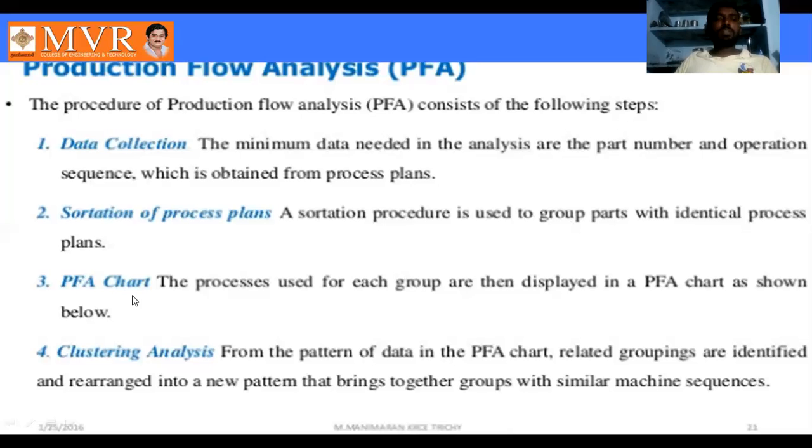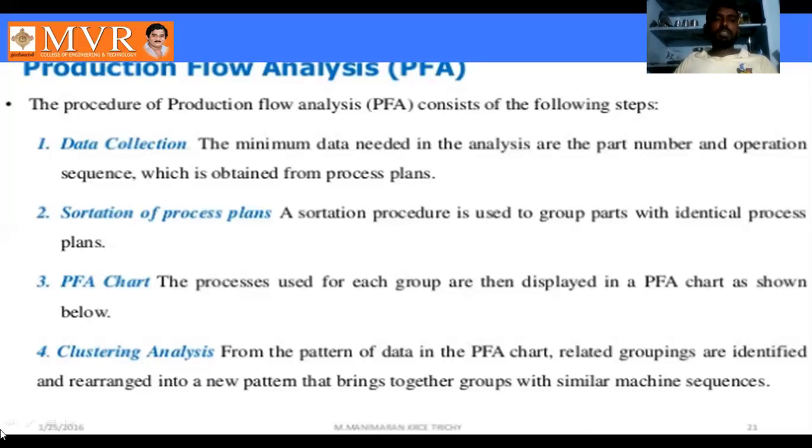Next is the PFA chart. We collect the data and start the process planning, and these two are put together into one final chart. The final data is shown in this chart, the PFA chart. The process used for each group is displayed in the PFA chart as shown below. Next is clustering analysis.